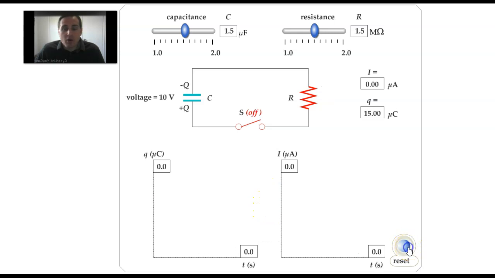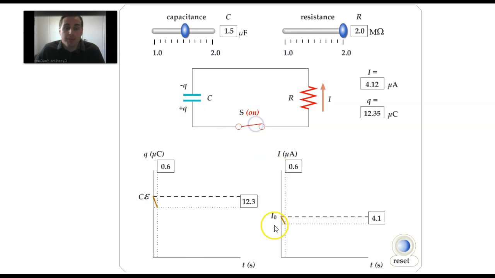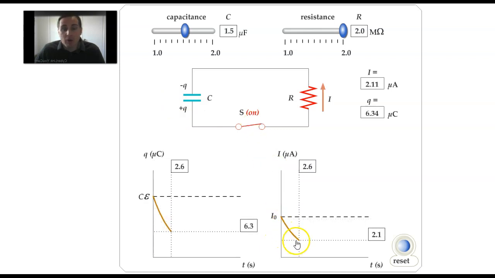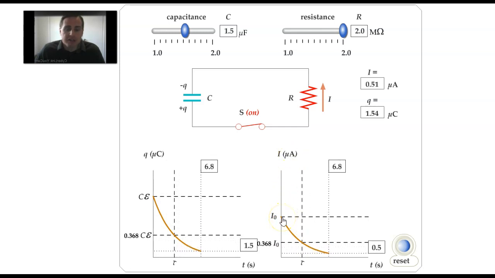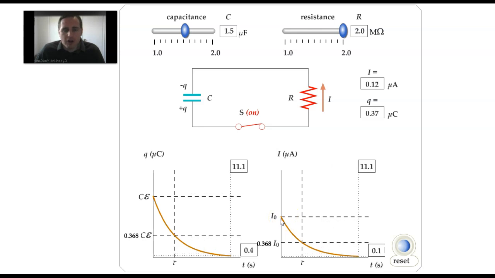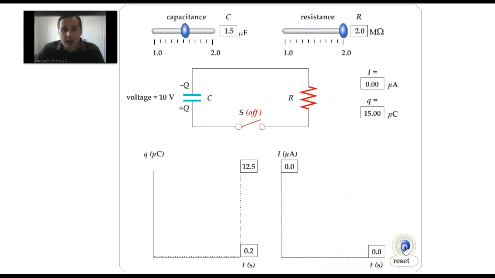Now let's think about what happens if we increase the resistance. Well, if we increase the resistance, I think that there should be less current running at first. So it should take longer to discharge the capacitor. And that is indeed what happens. Notice that given that we have a larger resistance, we have smaller current by Ohm's law, because I equals V over R, V being voltage. So it takes longer to discharge the capacitor.